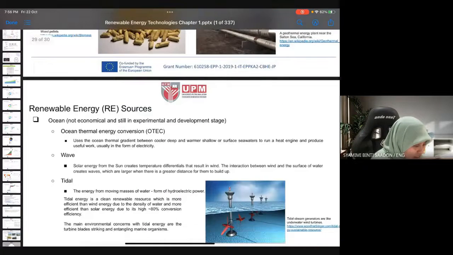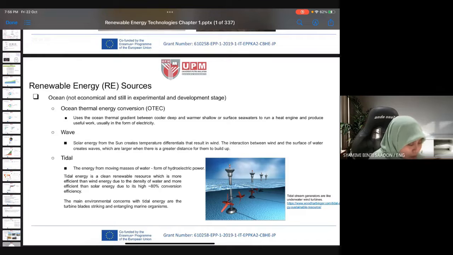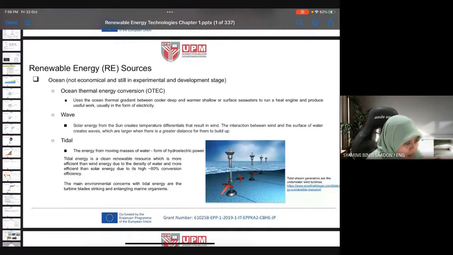And then there is also this one, from the ocean. Ocean is also one type of renewable energy source. It's just that currently it's not really economical compared to the others, and it's still in the experimental and development stage.